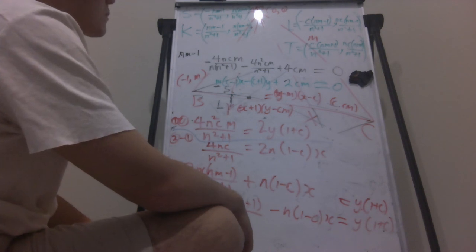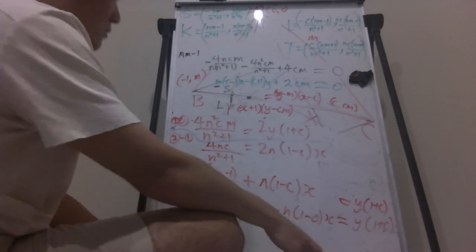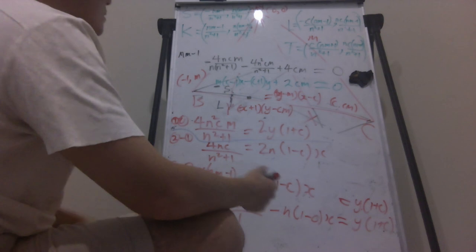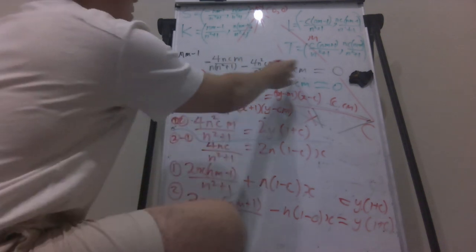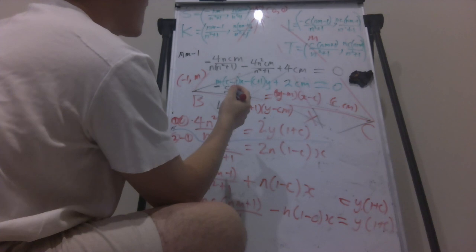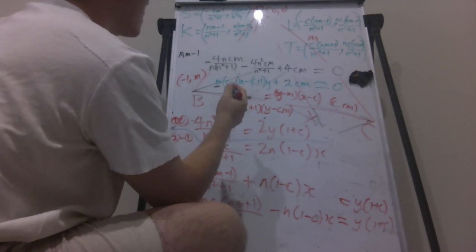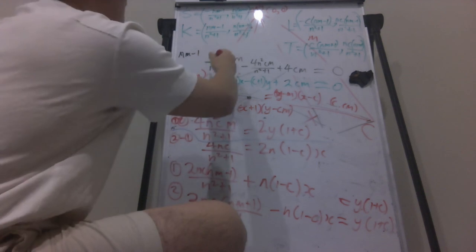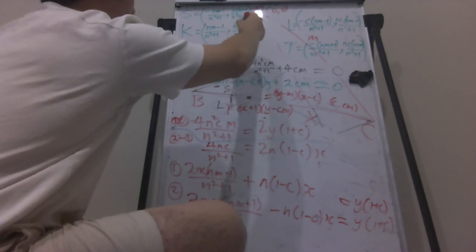And then you do something weird. We can do a lot of things now because we're on the home stretch. We can cancel out the 4cm's, for example. And then you cancel out the n from the first fraction. You get minus 1 minus n squared over n squared plus 1 is equal to 0, which is obviously true.